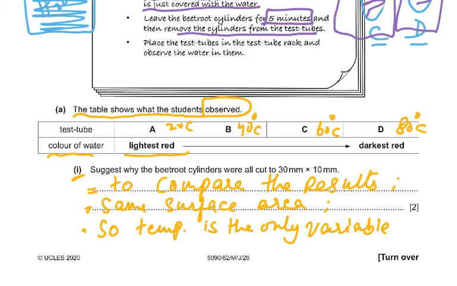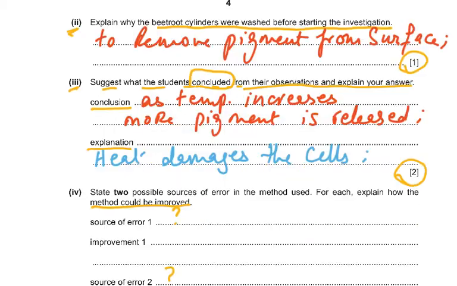So to compare the results, that is the same surface area exposed to the water, and the temperature is the only variable which we have changed. Coming to part 2, it says explain why the beetroot cylinders were washed before starting the experiment. Naturally, when you cut a slice from the beetroot, you had damaged some of the cells at the edges, and some of the pigment must have leaked from that. So that is why, to remove the pigment which might be lying on the surface.